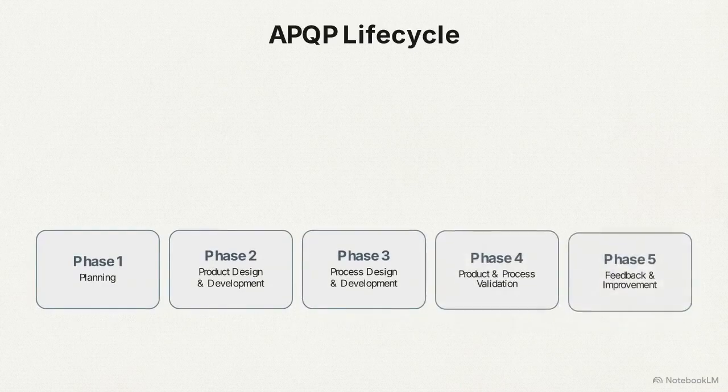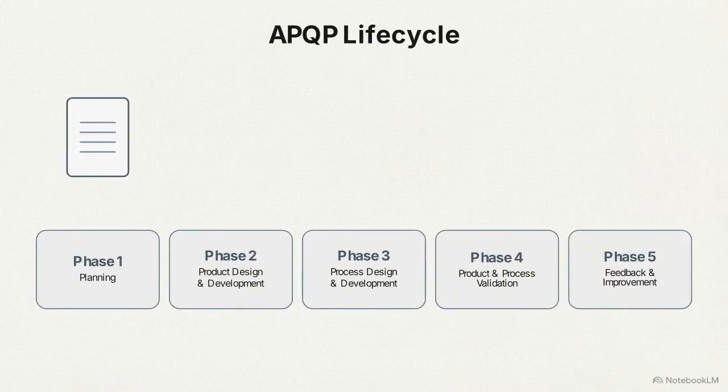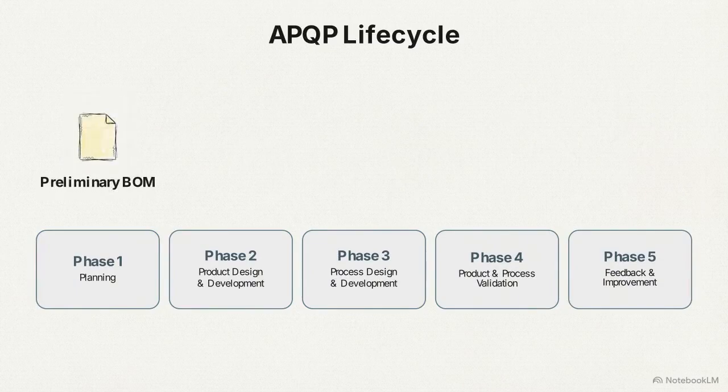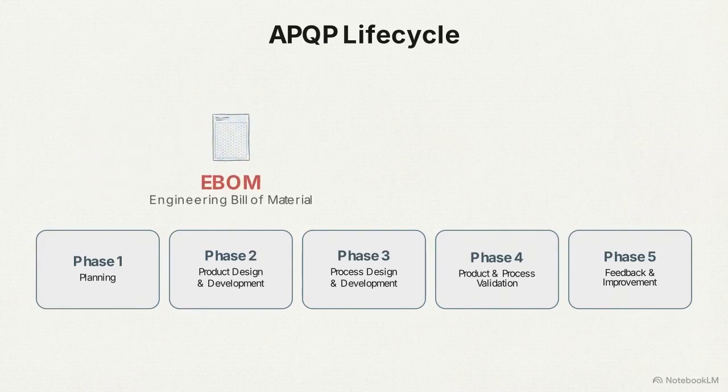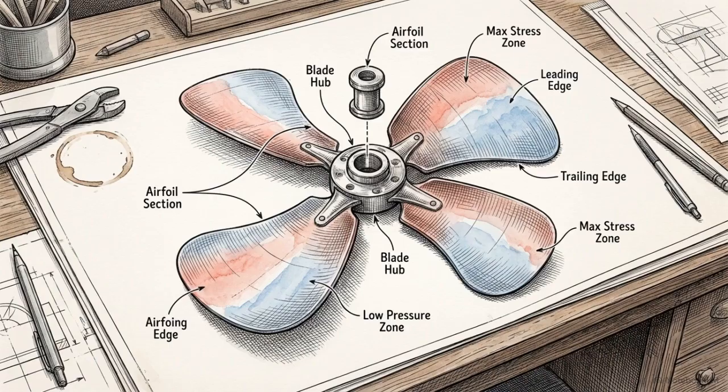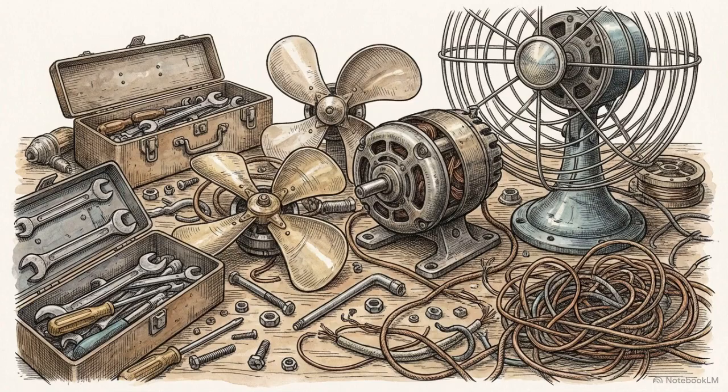This document follows a dynamic lifecycle, evolving as it passes through the 5 strict phases of APQP. In Phase 1, planning, the team drafts a preliminary BOM based on initial customer requirements and broad expectations. In Phase 2, product design and development, CAD models are finalized into an engineering bill of material, or EBOM. The EBOM reflects the product's functional design as the engineers intend it to operate, though it does not yet account for the physical sequence of assembly.